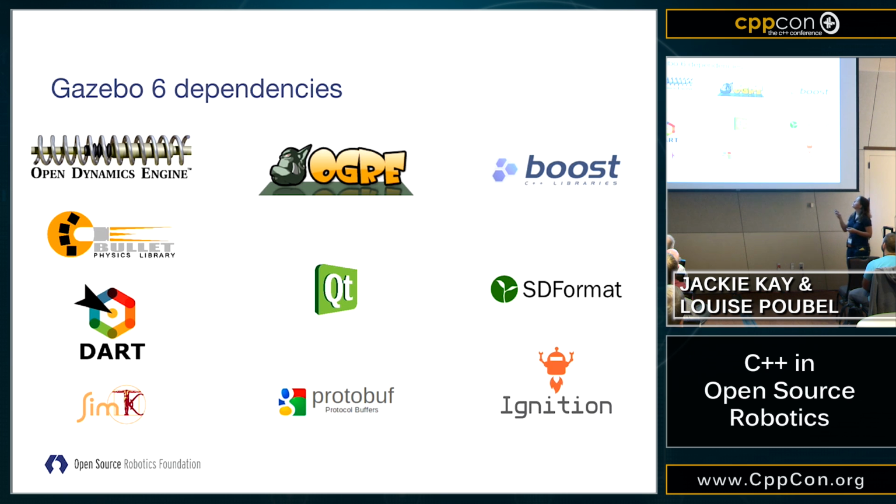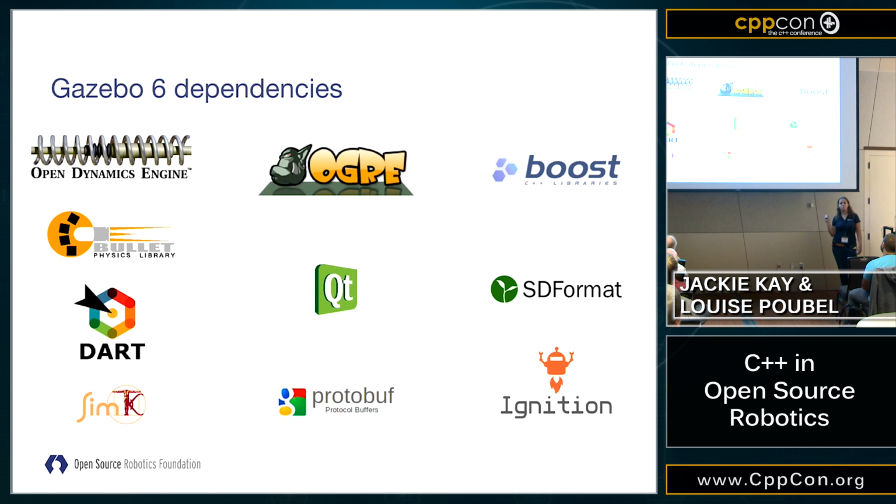For rendering, we use OGRE. And the rendering is not only used for you to see your robot doing things, but also to generate sensor data. So the robot has cameras in it, and you have to generate the vision for that camera. We use OGRE for that too. We use Qt for the graphical interface. We're still using Qt 4. We haven't transitioned to 5 yet. We use protobuf for the message passing between processes, for the message description. We use Boost for a bunch of things.